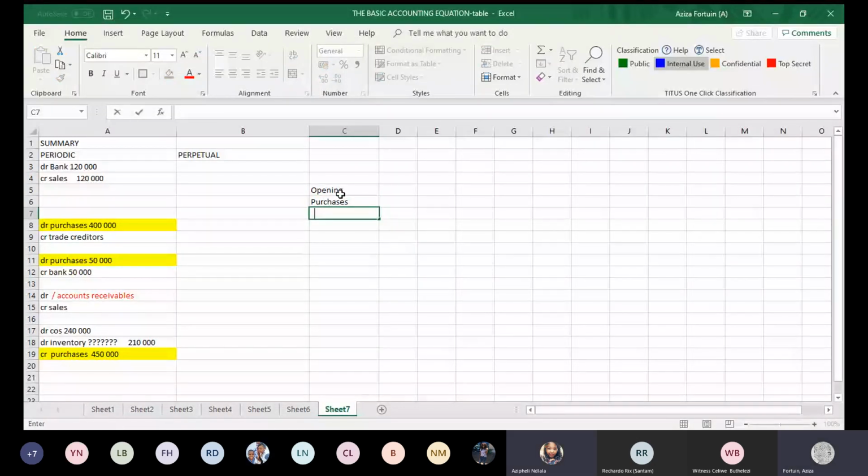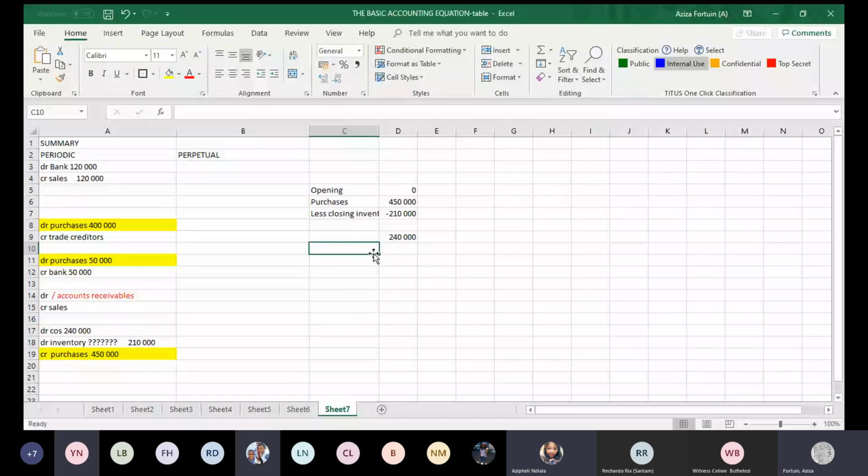Okay, I remember that. So my opening was nil. My purchases was 450,000, and my closing inventory was 210,000, which they gave us. And that gave me my 240,000. Oh, okay, so that is my cost of sales. Thank you. So let's just do this according to the perpetual system.